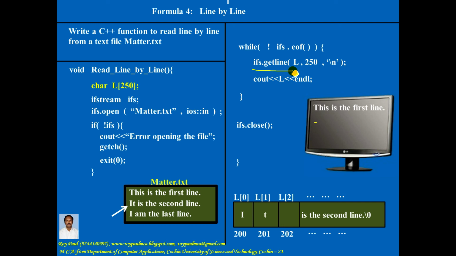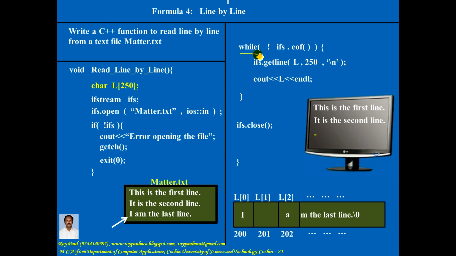Now ifs.getLine does the second thing. It changes the file pointer. Remember, the pointer will be placed after the delimiter character. So here the invisible character new line is there. It will be placed after the delimiter character, which means the beginning of the third line. Now cout output operator L. So this character array is displayed on the computer's monitor. You can see that. And because of this endl, not because of the delimiter character here, because of this endl, the cursor goes to the next line.